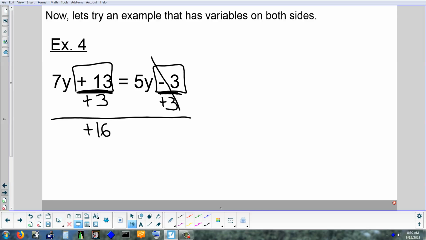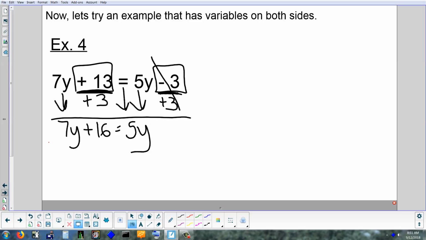Positive 16. I have to write the sign because there's going to be a number or a variable that comes before it. You can't just put 16 because you don't know if it's positive or negative. If it was the first number in the problem, you could just write 16 because it wouldn't need the positive sign. But because it's in between, you have to put the positive sign. Everything else, the equal sign included, I'm just going to bring down. 7y plus 16 equals 5y.